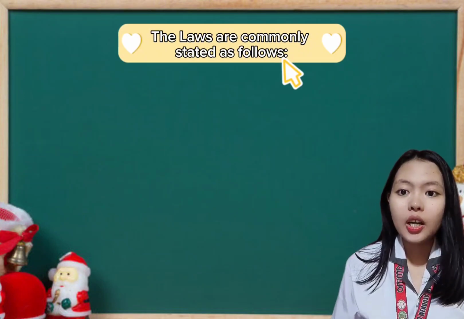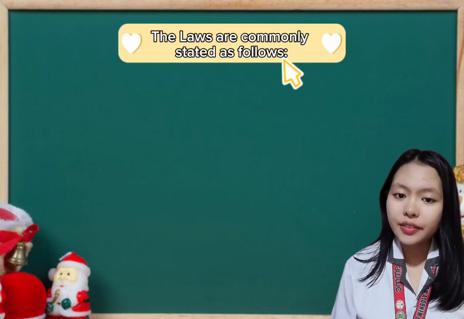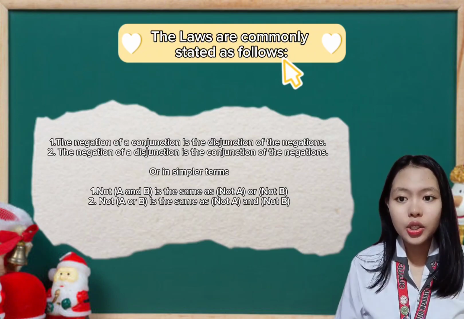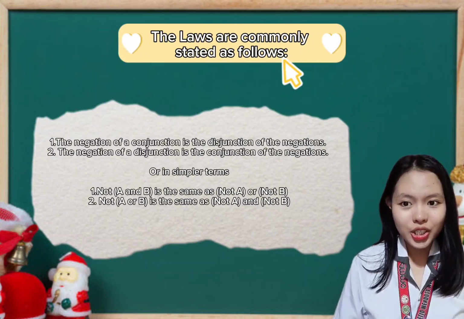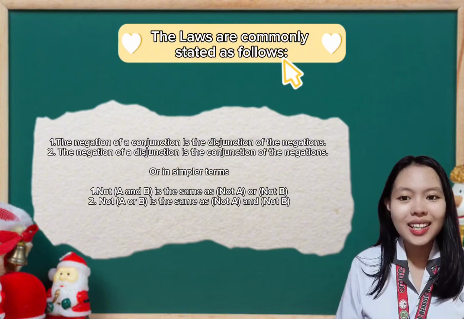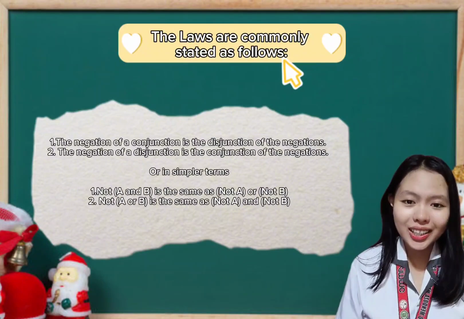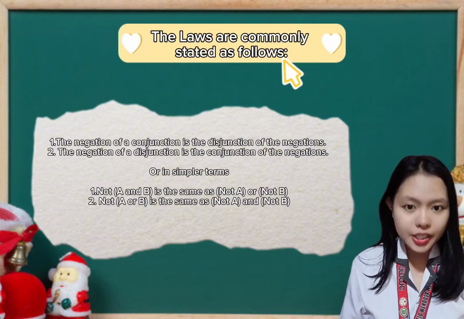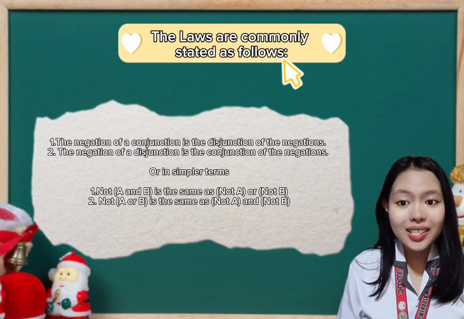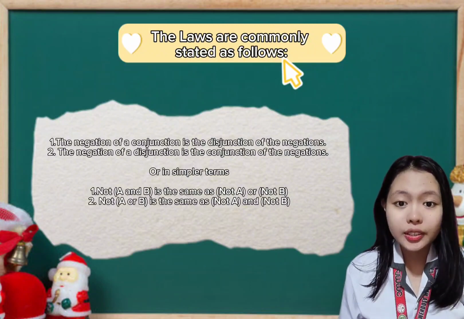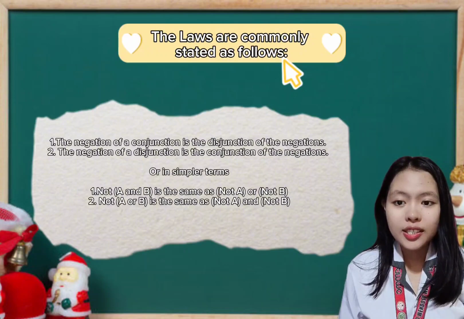The laws are commonly stated as follows. First, the negation of a conjunction is the disjunction of the negations. Second, the negation of a disjunction is the conjunction of the negations. Or in simple terms, first, not (A and B) is the same as not A or not B. Second, not (A or B) is the same as not A and not B.